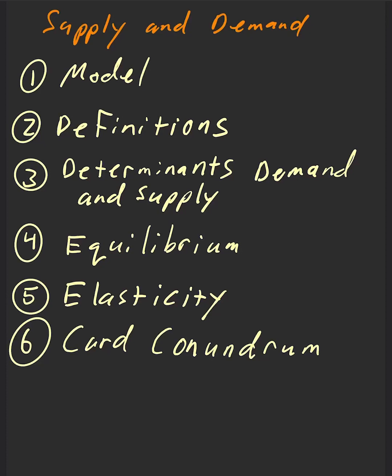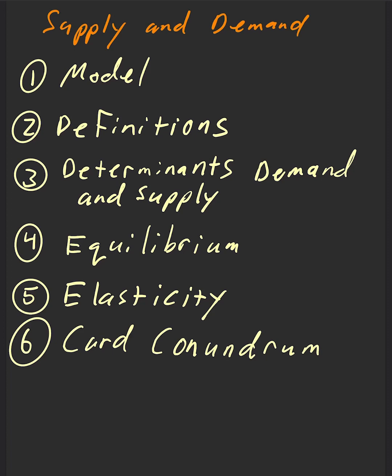In this video, we're going to go over the economic model called supply and demand. So we're going to do this in 6 stages. First, we're going to introduce the model and the idea of economic modeling. Then we're going to introduce some definitions. Next, we're going to go through what are called the determinants of supply and demand.